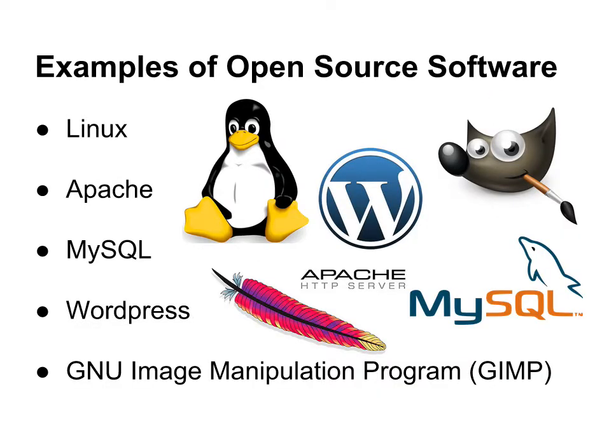Open source software includes programs such as the Linux operating system, the Apache web server, MySQL database, WordPress, and the GNU image manipulation program, or GIMP for short, which is just a funny name. I love that one. All these programs are widely used and evolve rapidly to meet consumer needs. And this is largely due to the fact that consumers have access to the source code and can contribute fixes and improvements if they have programming skills.